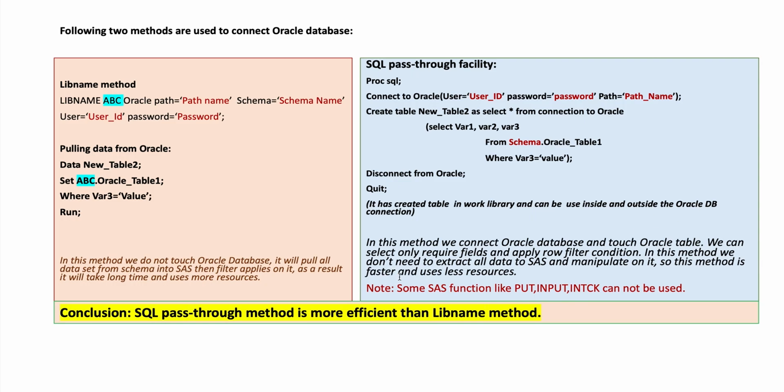In this method, we connect to the Oracle database and access the Oracle table. That means we can select only required fields and apply a row filter condition as well. In this method, we don't need to extract all data to SAS and manipulate it. So this method is faster and uses fewer resources.